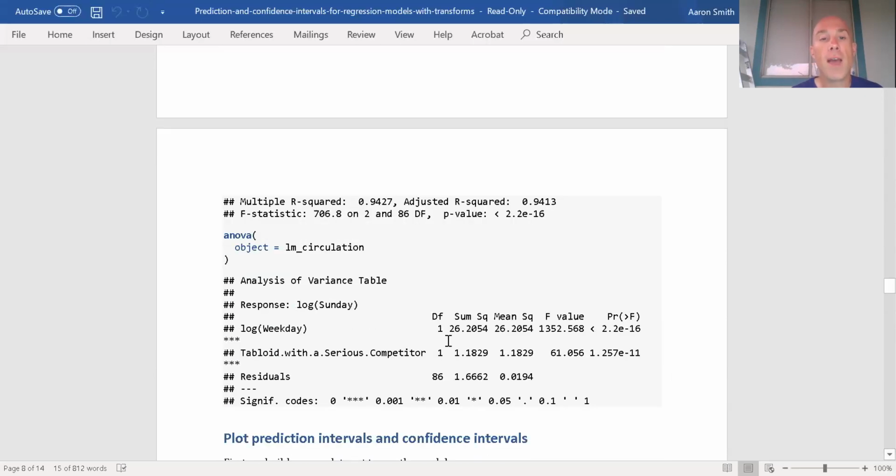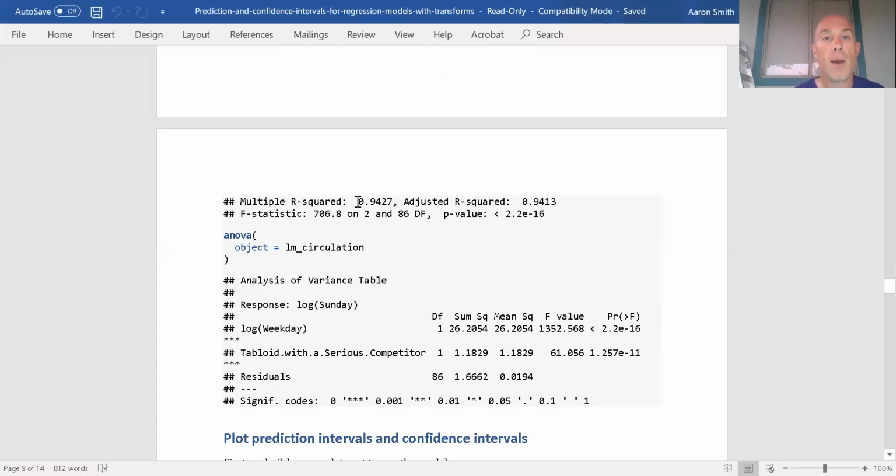Now here, this is asking, should we add the variable to the model? So should we add log of weekday to the constant model? Well, that is pretty small, so yes, I believe we should. Next question, should we add tabloid to the model with only log of weekday and a y-intercept? That's pretty small also. So I conclude that we should add tabloid to the model.